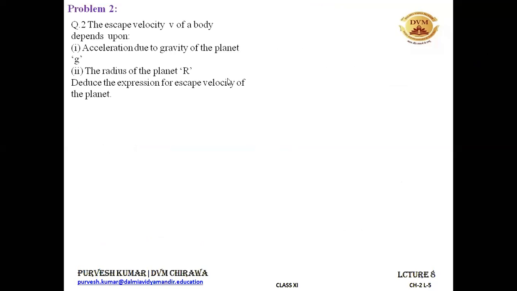Second problem that I've given you says the escape velocity V of a body depends upon the acceleration due to gravity of the planet g and the radius of the planet R. By mistake, in the final line of this problem, it has been written that you have to find the expression for the time period T of the spring. But please make it a correction that we need to deduce the expression for the escape velocity of the planet, because we are talking about the escape velocity only.